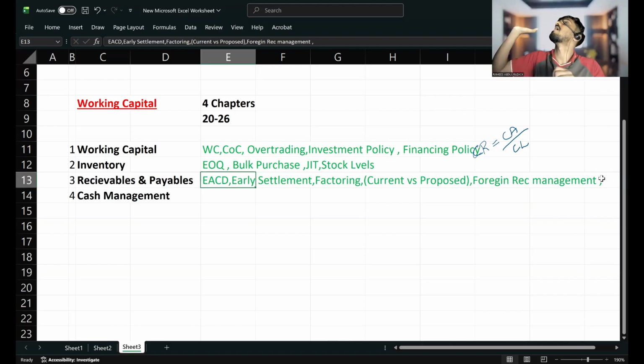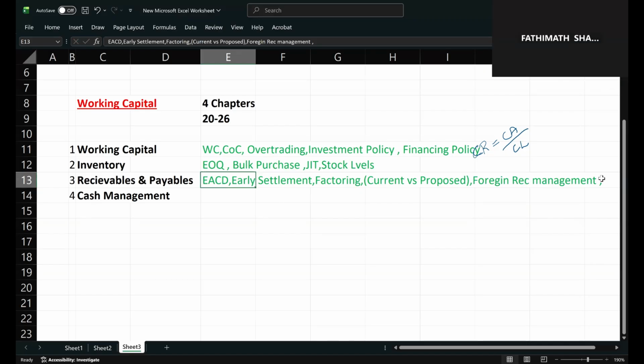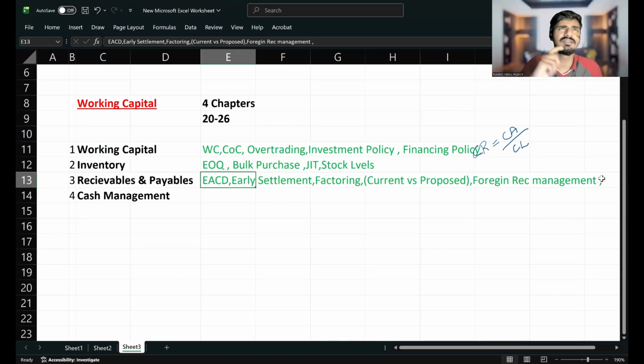Then, anything else? Forfeiting. Yeah, it's not factoring, it's a different kind of thing. We are approaching some other companies for collecting the receivable from our foreign customers. Okay, it's called forfeiting. It will always be non-recourse. Okay, we don't need to incur bad debt. That is what is called forfeiting.